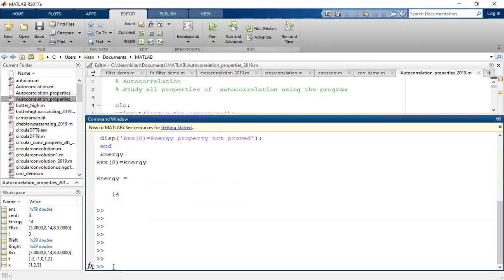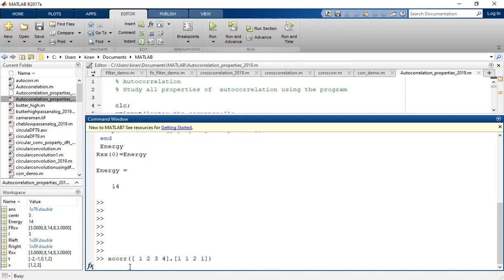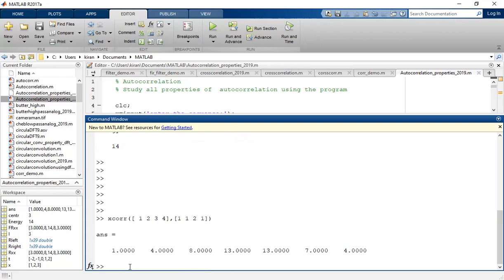So the command is XCORR. X stands for cross. Let me take two sequences. The first sequence is, say, 1, 2, 3, 4. The second sequence is 1, 1, 2, 1. Okay, so I have an answer here: 1, 4, 8, 13, 13, 7, 4.